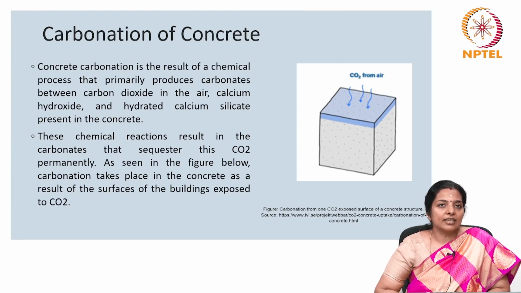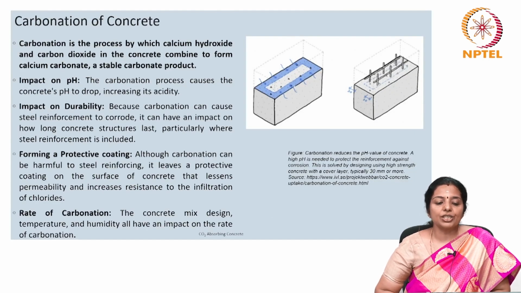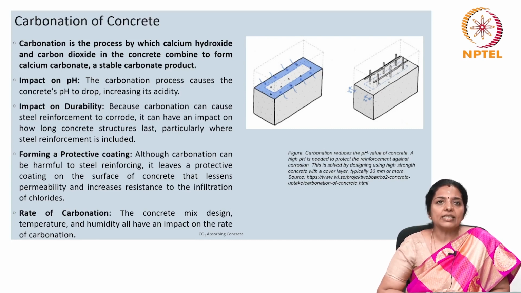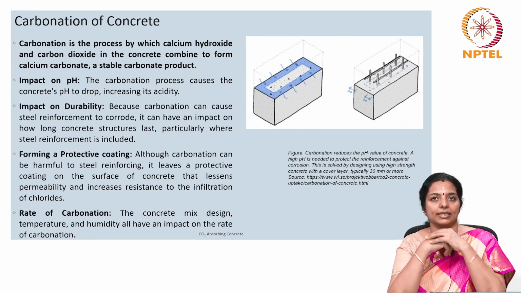Now, you can see in this figure that carbonation takes place in the concrete as a result of the surfaces of the building being exposed to carbon dioxide. We have already seen that carbonation is the process by which calcium hydroxide and carbon dioxide in the concrete combine to form calcium carbonate, which is a stable carbonate product. Now these have certain properties.